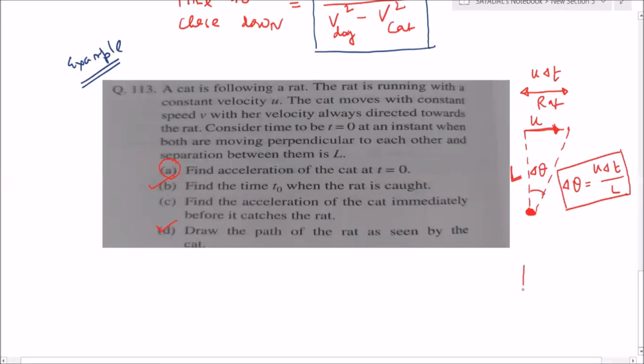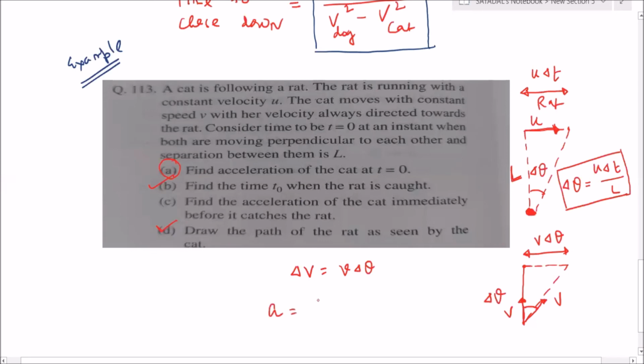Quickly I will do. This is the same angle delta theta. At the initial, right in the beginning, this is the velocity of the cat, and after this instant, this is the velocity of the cat v. So what is this? This will be v delta theta. Clear? So I can write delta v is equal to v delta theta.